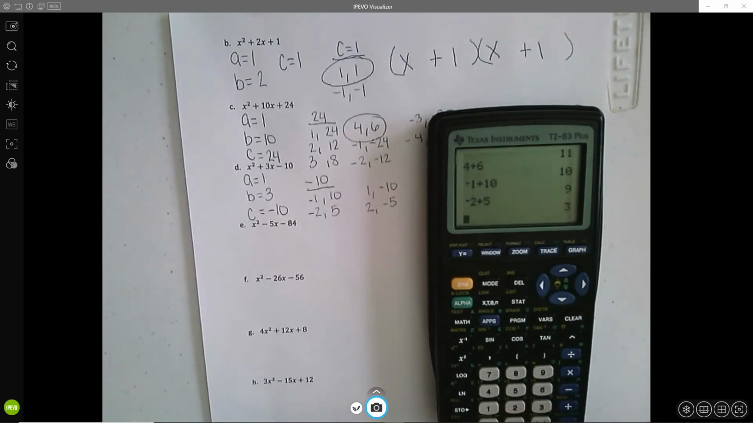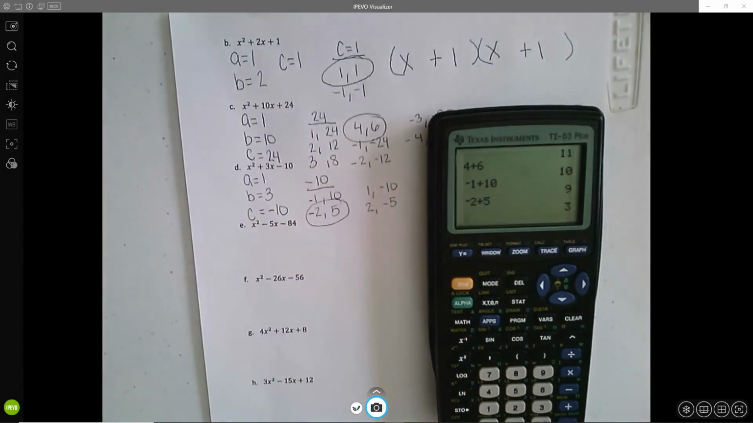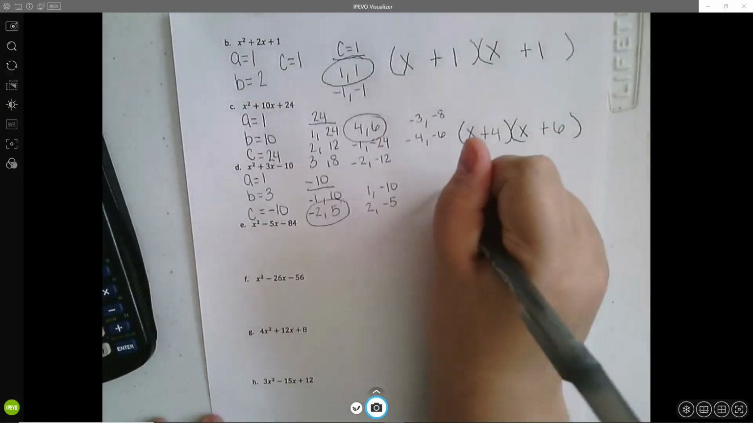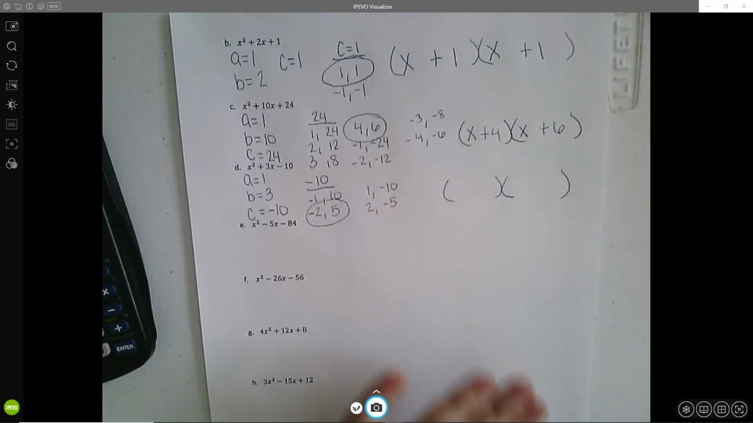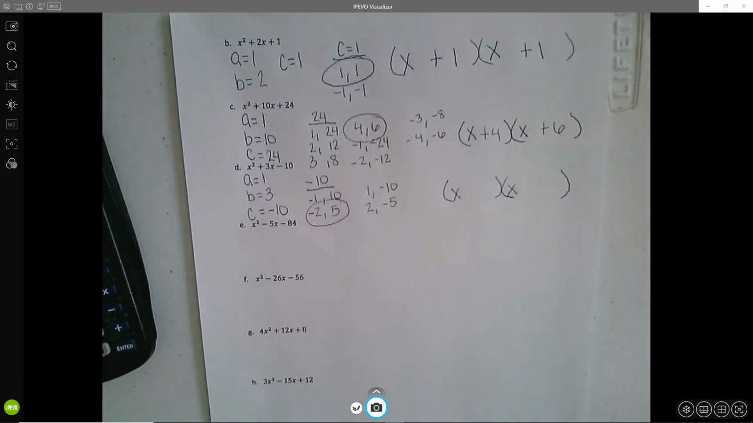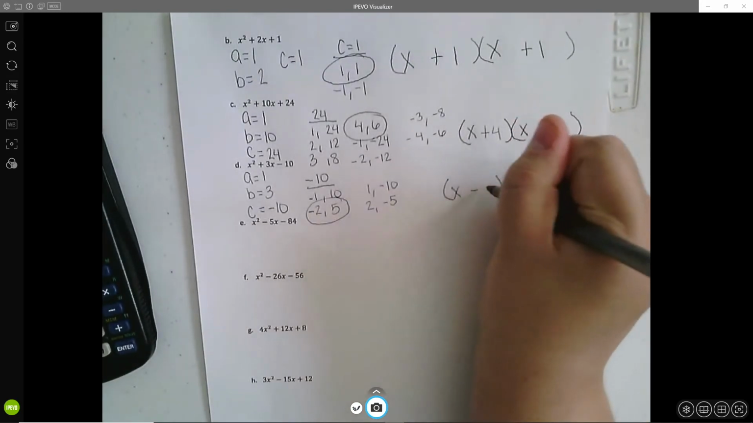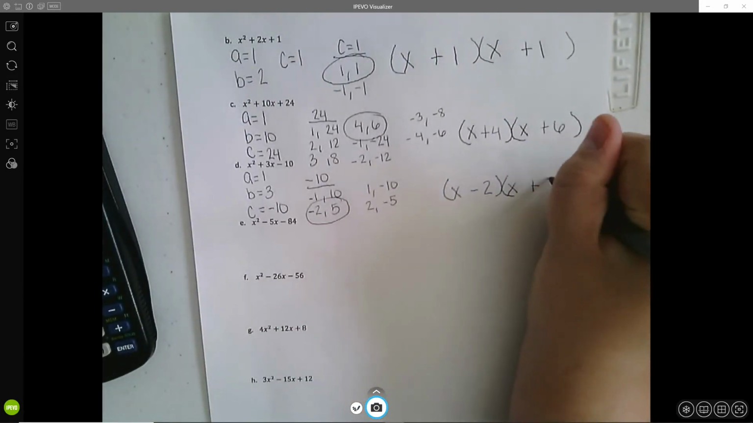-2 plus 5 gives me 3. So those are my factors. I can go over here now to create my parentheses. So I look and I say, since I talked about x's, it starts with x and x. Now I list my factors. Since 2 was a -2, it's a -2. And since 5 was positive, it's a +5.